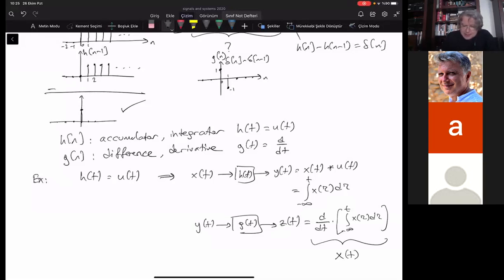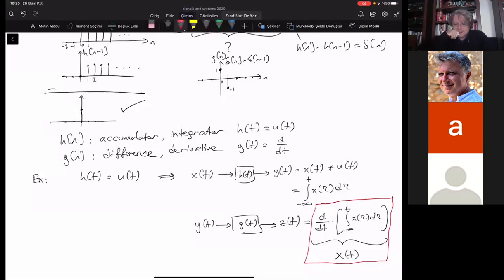Now the last thing I will put in a red box has a name from first-year calculus courses. Maybe you have heard its name. Does anyone know the name of this? It's a theorem and it has a name. d/dt of the integral from minus infinity to t of x(tau) d tau is equal to x(t).